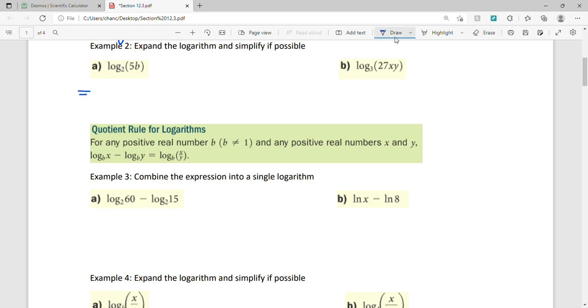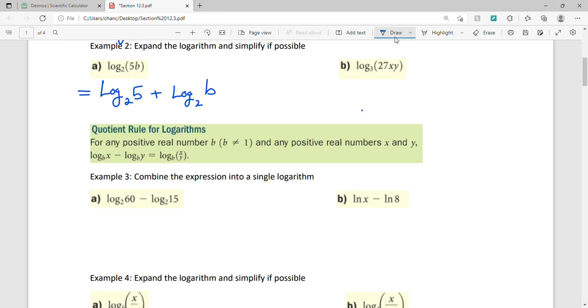In part A, we want to undo the product rule. I could write this as log base 2 of 5 plus log base 2 of b. We can't simplify log base 2 of 5, so we'll leave that alone. And we can't simplify log base 2 of b. And so that's it for part A.